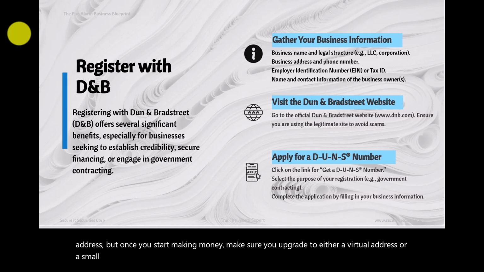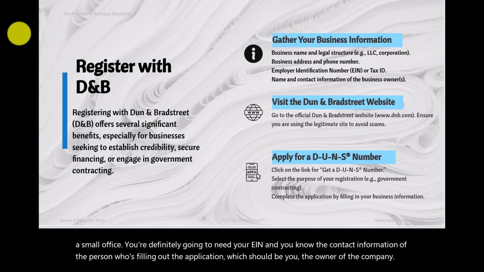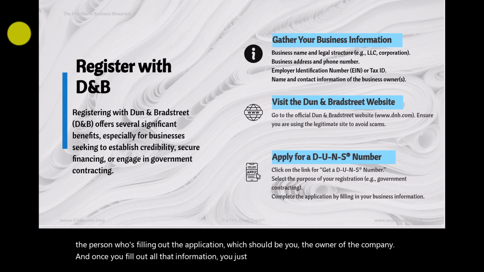You're definitely going to need your EIN, contact information of the person who's filling out the application, which should be you, the owner of the company. And once you fill out all that information, you just click apply. You should be able to get your DUNS number right away.